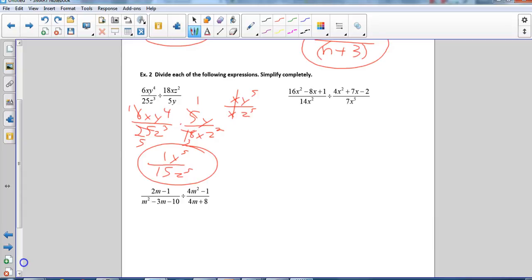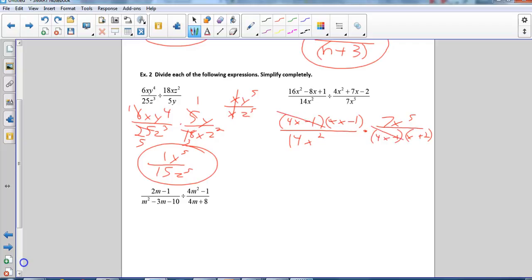Okay, 16x squared minus 8x plus 1. I'm going to factor that and get 4x minus 1, 4x minus 1, also known as 4x minus 1 squared, over 14x squared. I'm going to immediately go to multiplication and put the 7x to the 5th up here and factor the bottom. I'll bet you one of these is 4x minus 1, and it is times x plus 2. So now the fun begins.